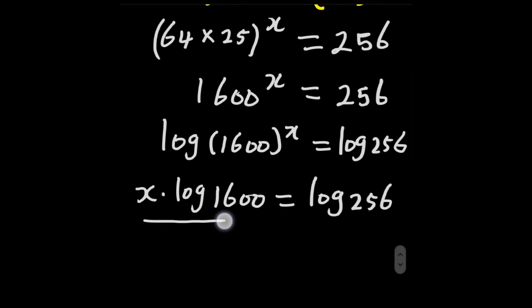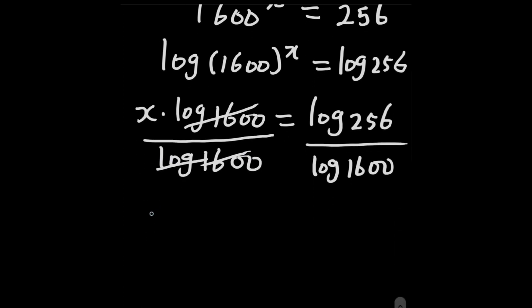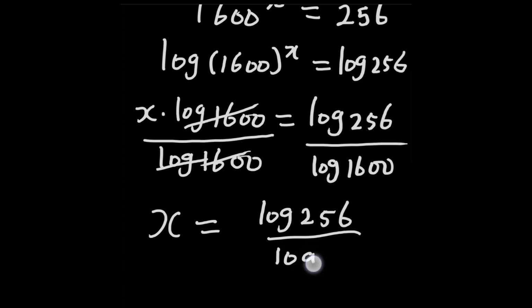So when we do that, we're going to have the left hand side divided by log of 1600, and we also do the same thing to the right hand side, which is log of 1600. So this log of 1600 is going to cancel this log 1600. So in the left hand side we are left with just x, which is going to be equal to log of 256, then divided by log of 1600. Now the next thing we're going to do, we're not going to stop here. We're going to simplify the right hand side of this equation into its lowest form.